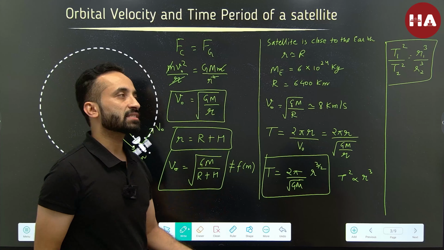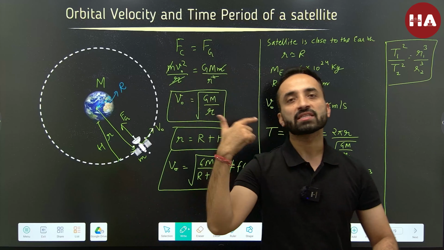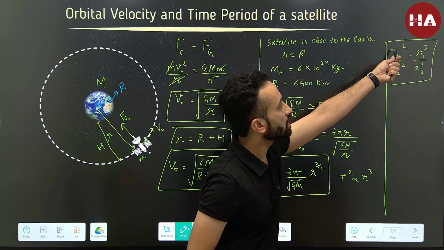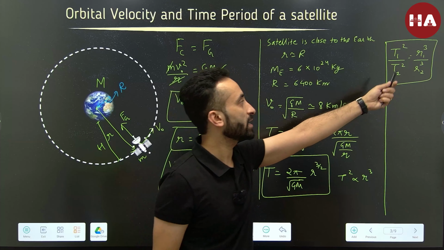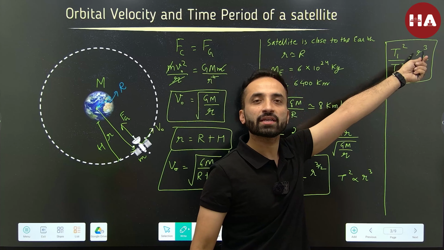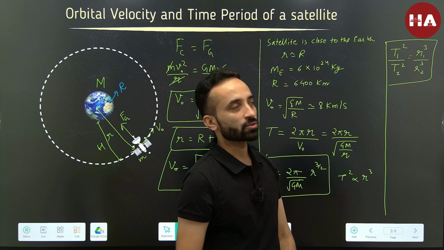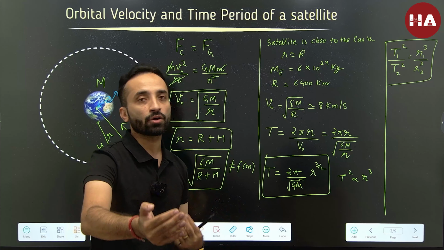So we can estimate the time period of, let's say, Saturn also. How? By using this relation: T Earth square over T Saturn square is equal to orbital radius of Earth cube over orbital radius of Saturn cube. So that is how we can compare the time periods of different planets.